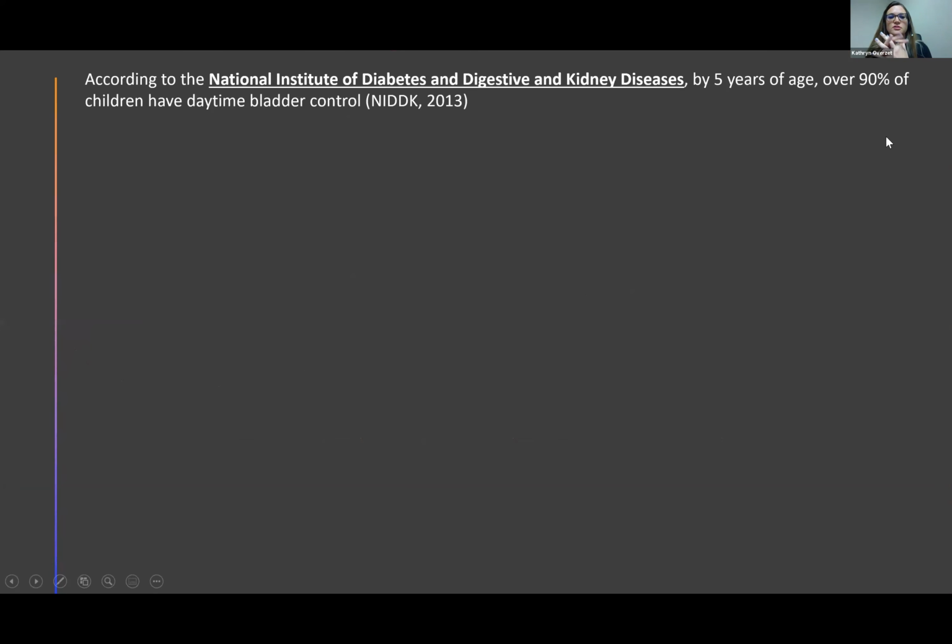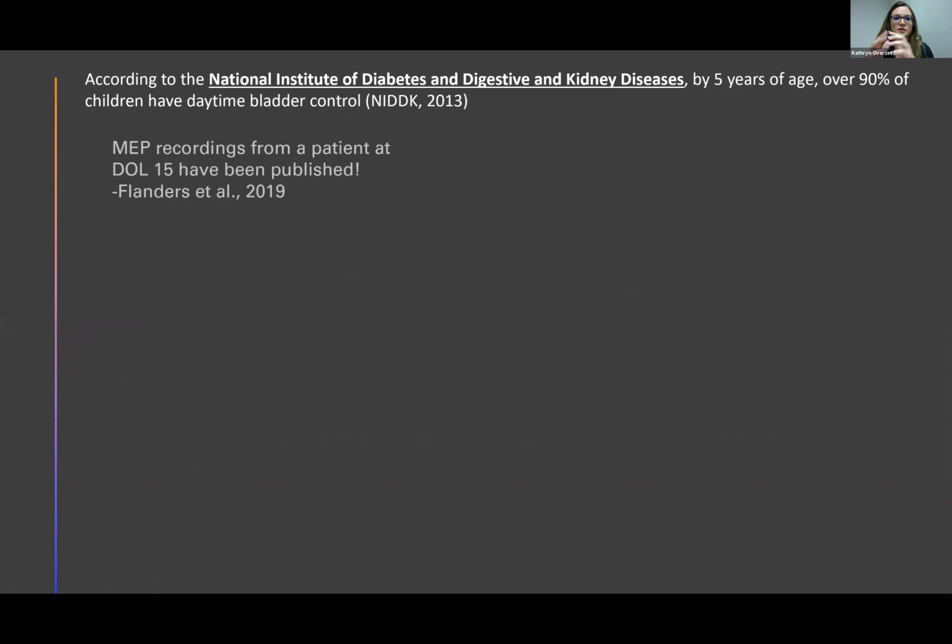So according to the National Institute of Diabetes and Digestive and Kidney Diseases, by 5 years of age, over 90% of children have daytime bladder control. However, just because the patient has control of their bladder before that age doesn't mean that they don't still have function, even if they don't know how to use that function. So ideally, we want to be able to monitor them as young as possible.